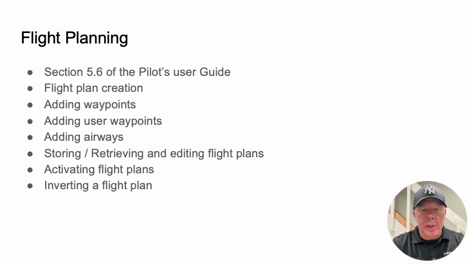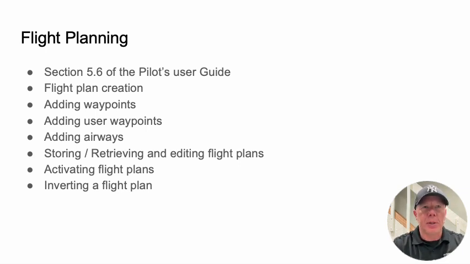Now, if you want a really good rundown on how to flight plan and how to use all the features of the G1000, you can turn to section 5.6 of the pilot's guide. There's so much you can do with this avionics suite. For instance, flight plan creation, adding waypoints. You can add user waypoints. You can move the cursor over and click to make a waypoint wherever you want. Adding airways, storing, retrieving, editing flight plans. Of course, activating and loading flight plans. And a cool feature is inverting a flight plan.